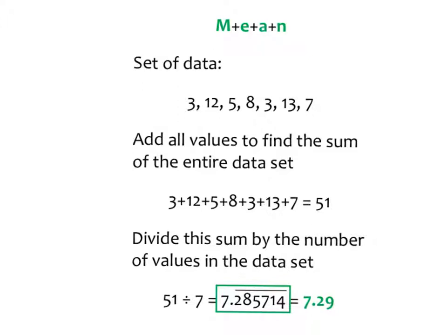And 51 divided by 7 is equal to 7.285714 repeating. And I've chosen to simply round that to the nearest hundredths. So 7.285, 5 is more than 4, so I round up. So it's 7.29, the mean.